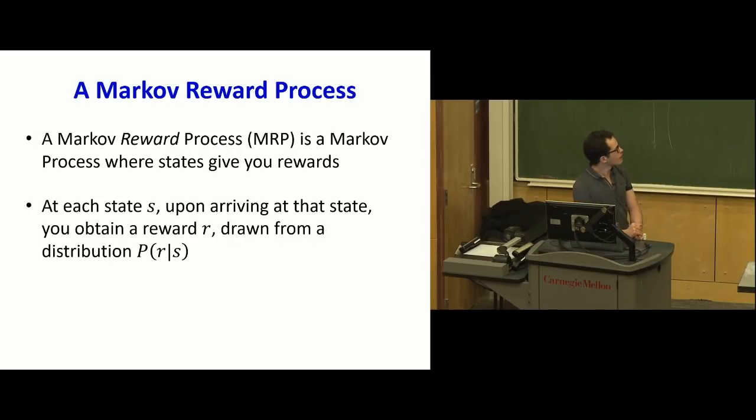So, increasing this formalism a little bit, now we're going to do Markov reward processes. So, it's a Markov process, but on top of what we already said, at each step, each state is going to give you a reward. So when you arrive at a state, you obtain a reward that's drawn from a certain distribution, because again, the rewards are not deterministic.